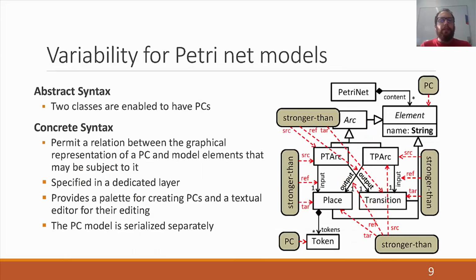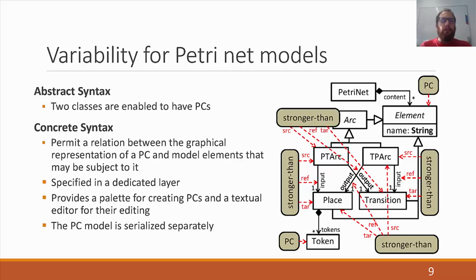The figure shows the variability inscription on our example metamodel. Two classes are enabled to have presence conditions, element and token. Consequently, all concrete classes of element become presence condition enabled, as well: PTArg, TPArg, place and transition. Since both place and token are presence condition enabled, and there is a composition relation between them, the presence condition of the instances of token will be conjoined with the presence condition of the container place. This avoids tokens outside places.